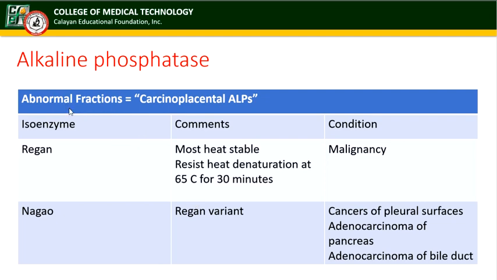fractions ng ating alkaline phosphatase, so Regan and Nagao. So yung Regan is the most heat stable. It resists heat denaturation at 65 degrees Celsius for 30 minutes. Mataas siya if may malignancy. Then Nagao is a Regan variant, cancer of pleural surfaces, adenocarcinoma of pancreas, adenocarcinoma of bile duct. So for now, tandaan nyo itong maigi. 65 degrees for 30 minutes. Magagamit natin yan for alkaline phosphatase testing.